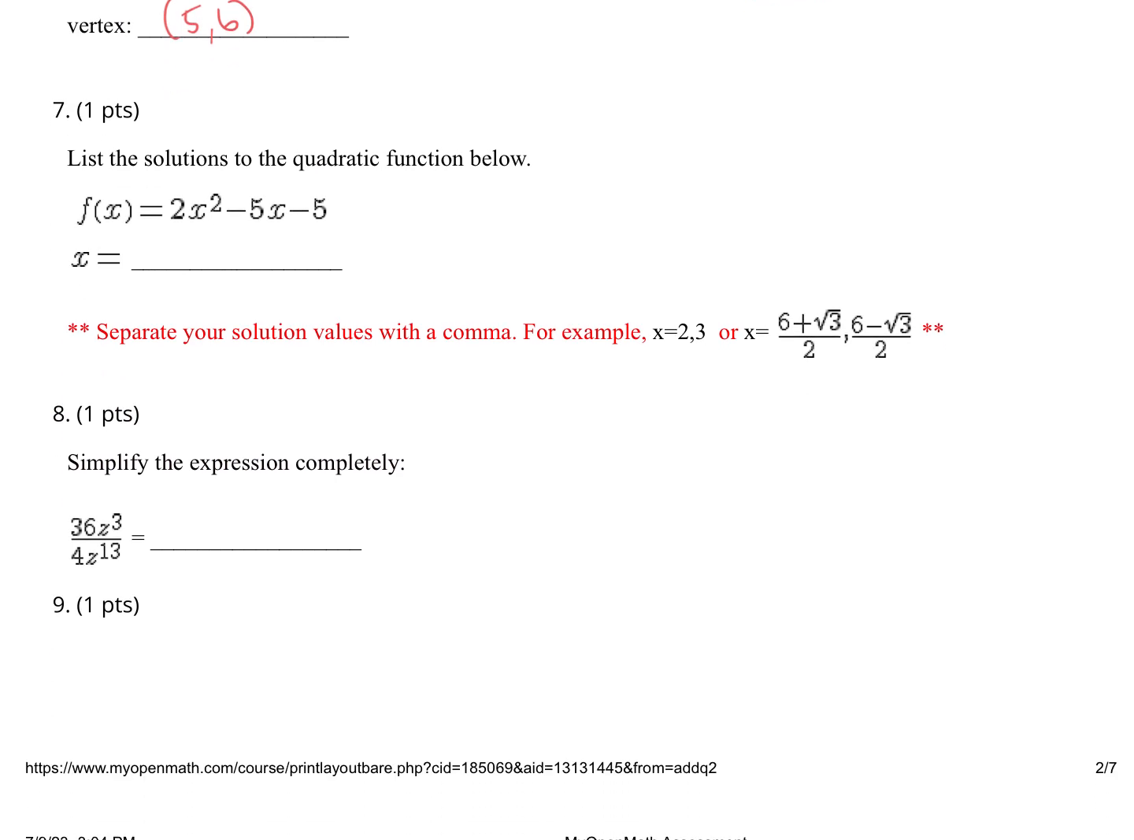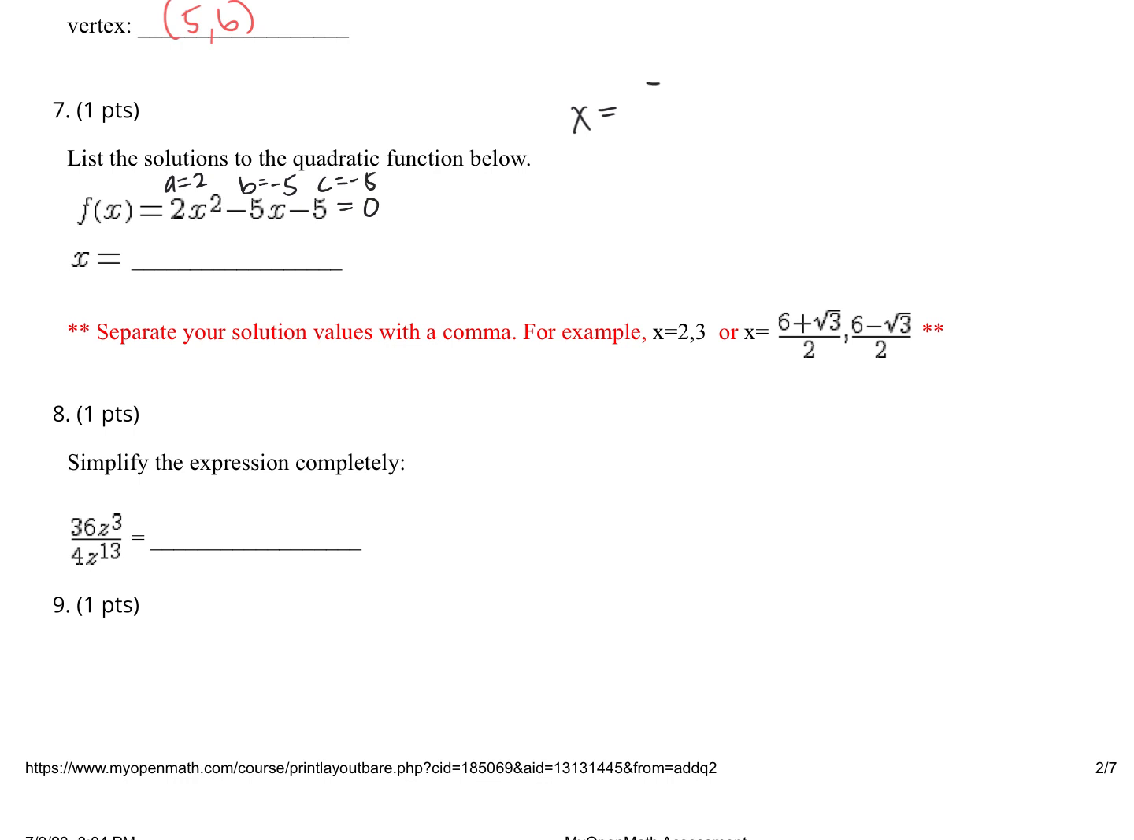All right, number 7, list the solutions to the quadratic function below. Separate your solution values with a comma. Okay, so I'm guessing they want us to set this equal to 0. This was not written very well. So we want to set it equal to 0 and find the zeros. This one, I'm guessing we're probably going to have to use the quadratic formula. A is 2, B is negative 5, and C is negative 5.